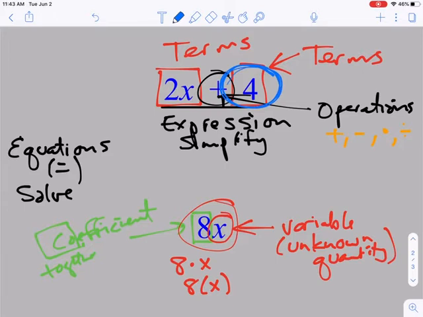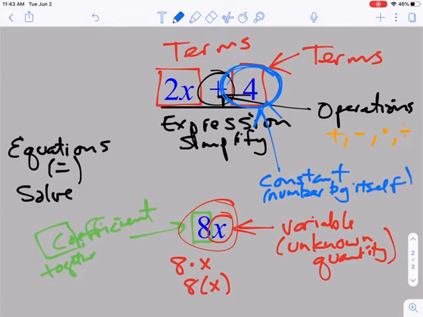Okay, he's considered a term, right? But he has his own name too. And whenever you see a number by itself, it's called a constant. A constant is always a number that stands alone, a number by itself. So we've got coefficients, variables, operators, and operations. We've got constants, we've got terms, we've got expressions, we've got simplifying, a whole bunch of things going on here.